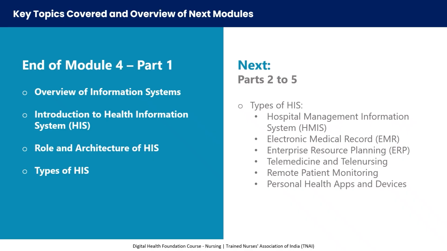Coming up next in parts 2 to 5, we will take a very close look at different types of health information system, as it was enlisted earlier also. That is the first one, HMIS, which is used in hospital for managing departments like registration, pharmacy, billing, and more. EMR, which helps doctors and nurses access and update patient record digitally. ERP, that supports hospital operations like staff scheduling, inventory management. And we would also explore in detail about telemedicine, telenursing, remote patient monitoring, and how personal health apps are helping our patients to manage their health better from home.